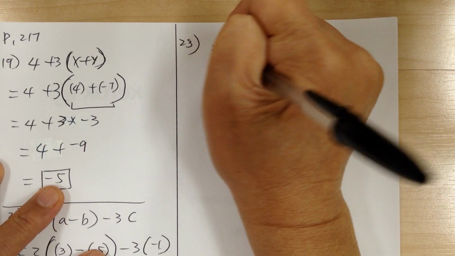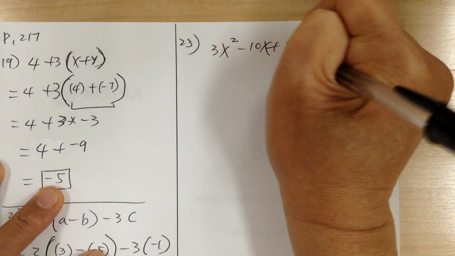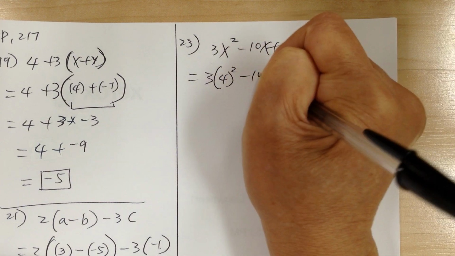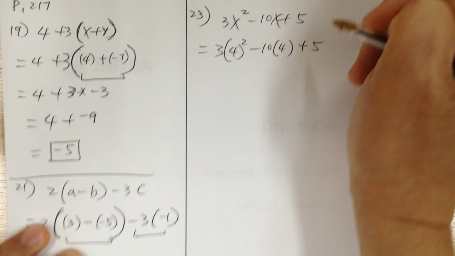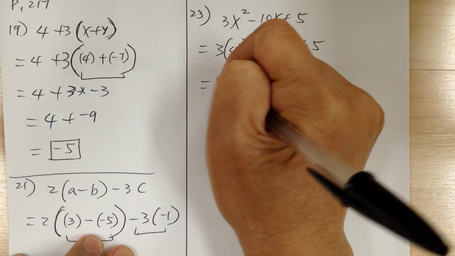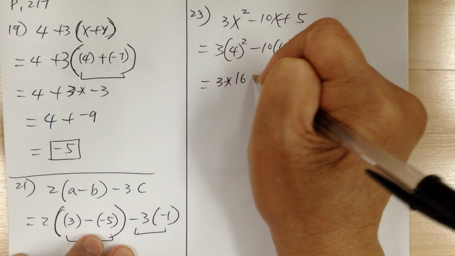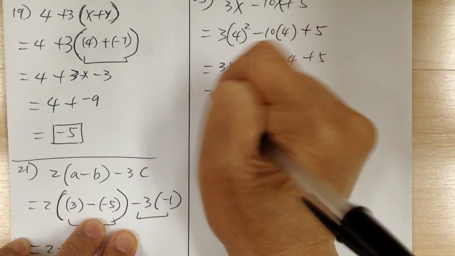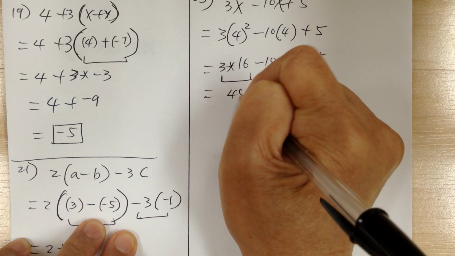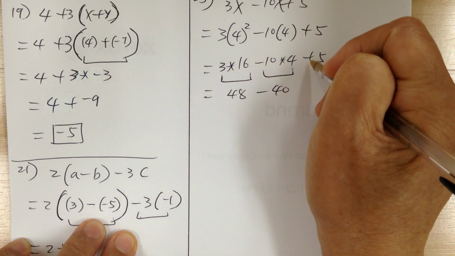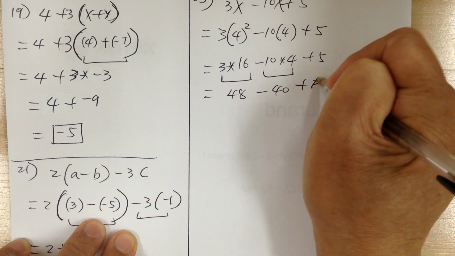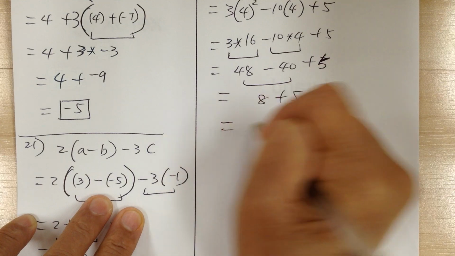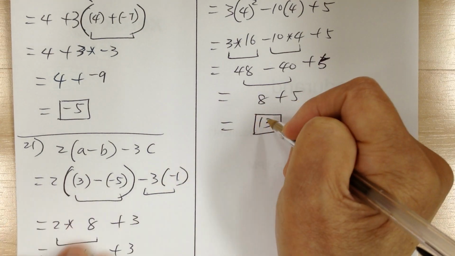23, got 3x squared minus 10x plus 5. So x equal to 4. First let's do the square. So this becomes 3 times 16 minus 10 times 4 plus 5. This means multiplication, so it'll be 48 minus 40 plus 5. And so this will give me 8, and this will give me 13.